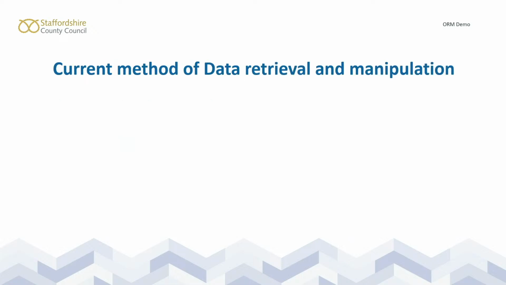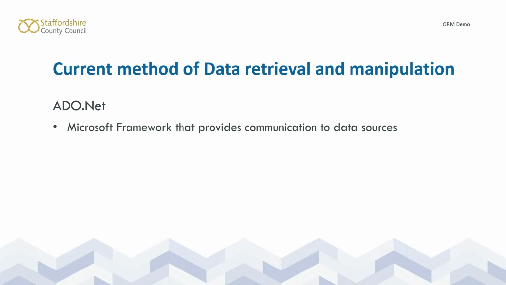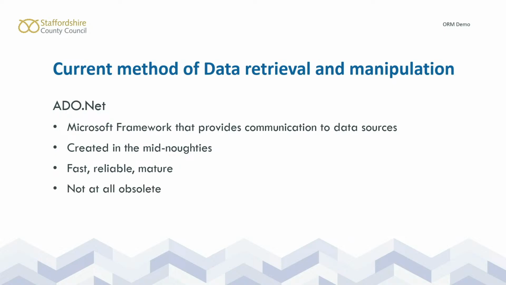What else is there? So the current method, like I say, we use ADO.NET at the council. It's very good. It provides access to relational, non-relational, or flat objects like XML. It was created in the mid-noughties. It's certainly not obsolete. It's very fast and reliable and mature, but it's a little bit unwieldy. There's a lot to interpret. There's a lot to get your head around.